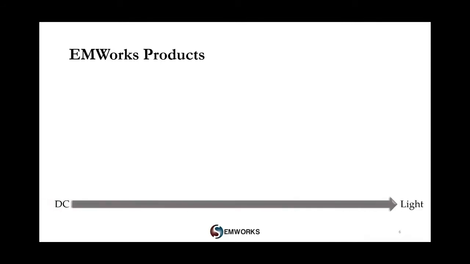Now let us take a quick overview of the products offered by EMWorks. We offer four products with various add-ons covering a wide frequency range. Our first product is called EMS. This product can be used for electric and magnetic field modeling for low frequency applications. It covers many applications like insulators, cables, bus bars, permanent magnets, wireless charging devices, actuators, circuit breakers, transformers, and electrical machines.